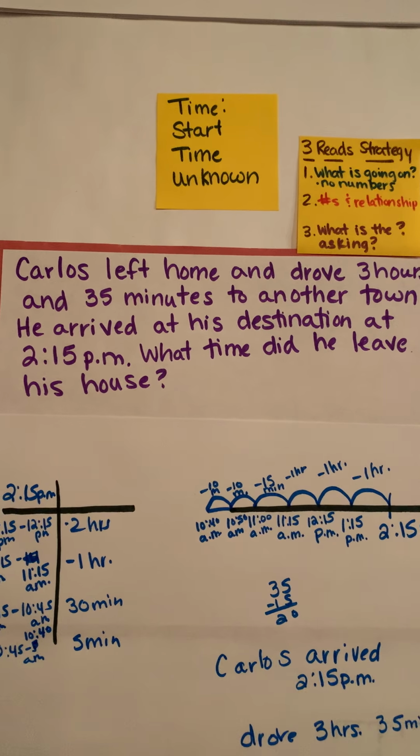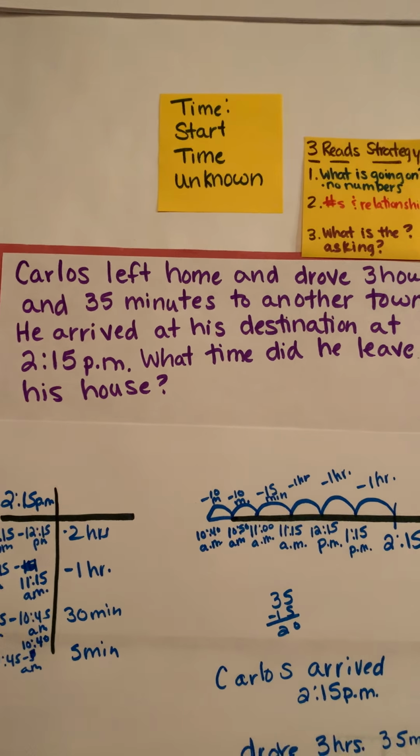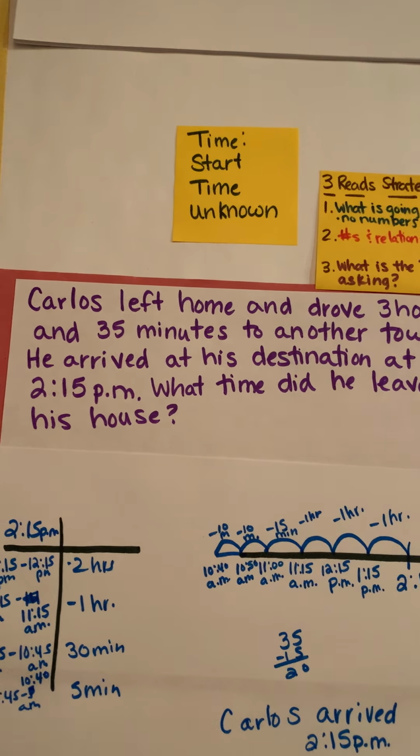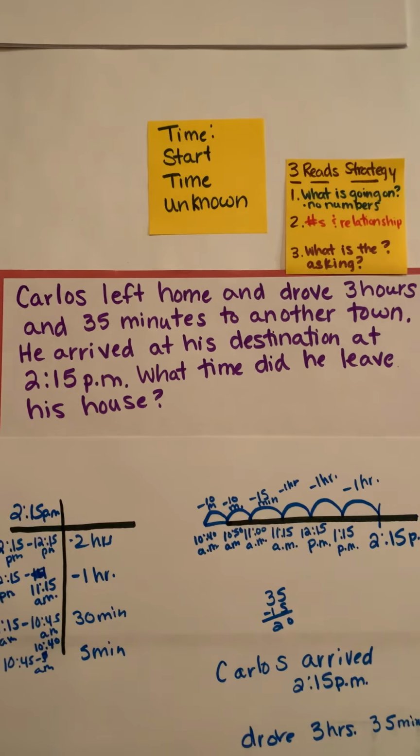So you are now going to be working on solving some time problems with the start time unknown. So you can use this, go back and watch it, rewind it, stop it as you need to. And remember, you can use the 3-read strategy to help you comprehend your word problem.